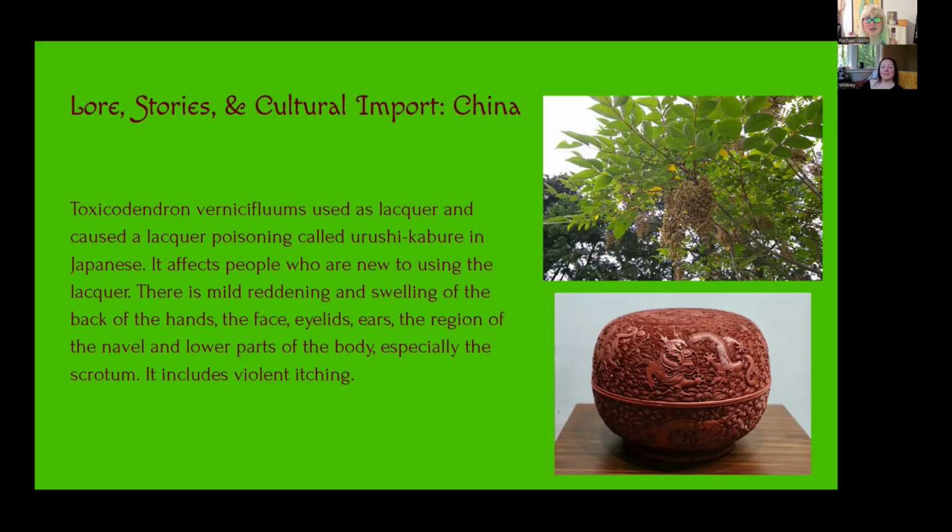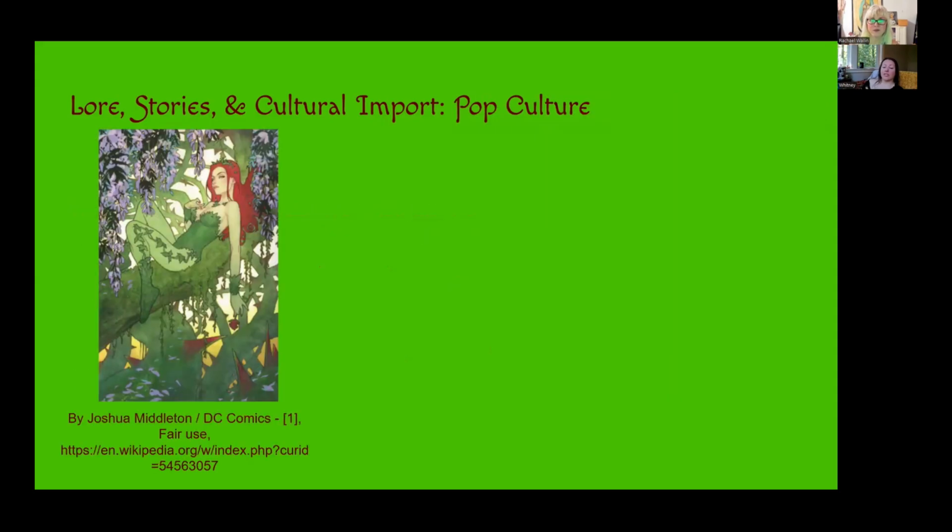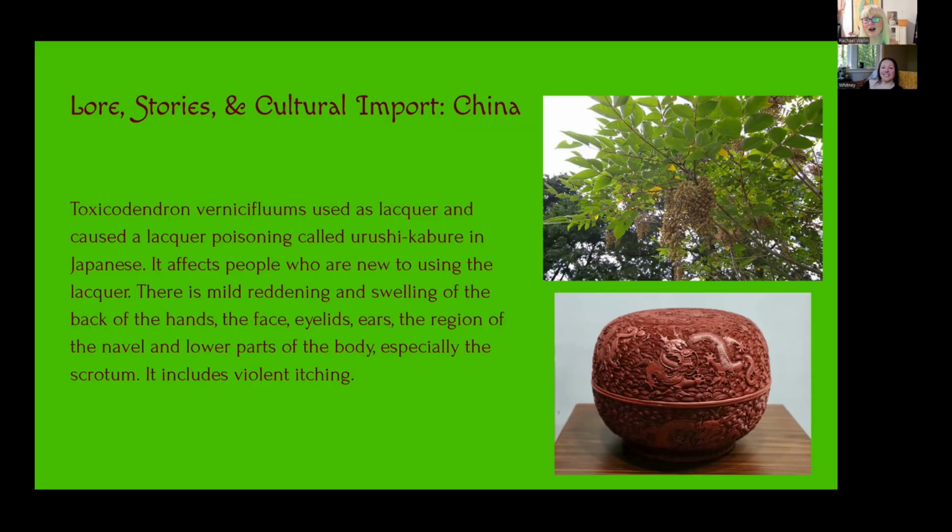And it includes, of course, violent itching. Okay. And then below, that's something that was lacquered with this toxicodendron. That is a really pretty color though. Isn't it? I know. I don't think it does the red. I think they did a dye first, but I think the lacquer is just clear.